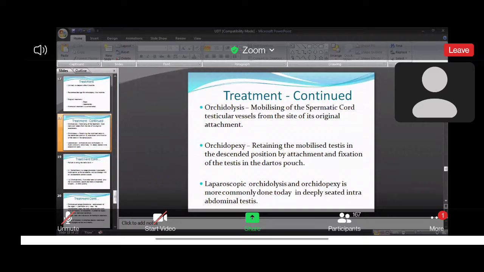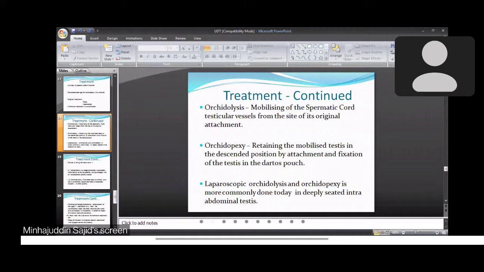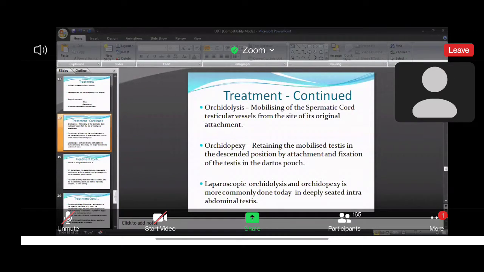Orchidolysis means mobilizing of the spermatic cord and testicular vessels from the site of its original attachment. That means that testis lies within the sac, then the sac is dissected from its original position, from the abdomen or from the deep inguinal ring or in the canal, and after mobilizing the spermatic cord and testicular vessels from the site of its original attachment, the testis is then brought down to the scrotal sac.